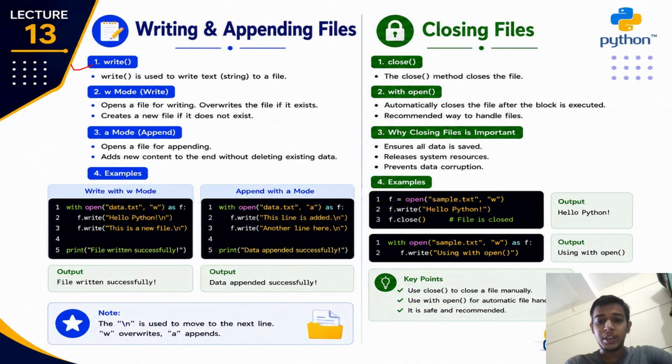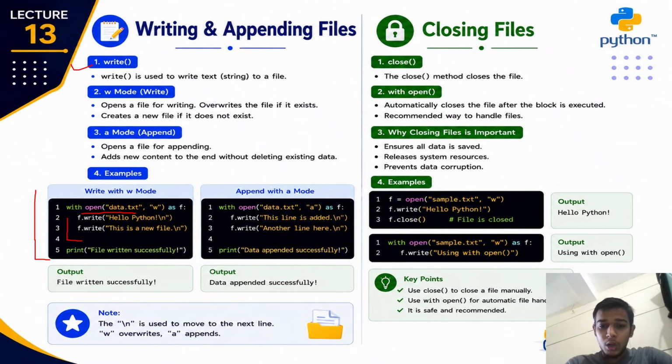So for writing, we generally use the w mode. The w mode opens a file for writing. If the file already exists, its previous content is overwritten. If the file does not exist, Python will create a new file. For example, you can see here, read the code first. So here we are opening data.txt in write mode and writing two lines into it. You can see with open we are opening the data.txt file, then we are writing two lines in that file.